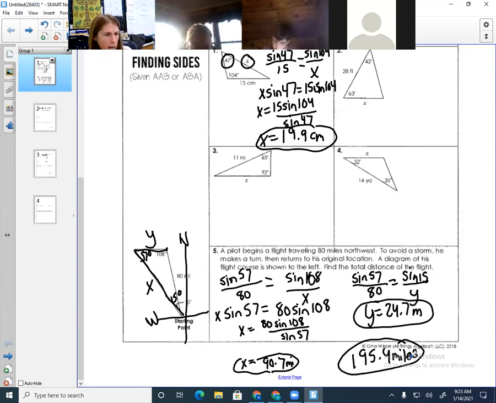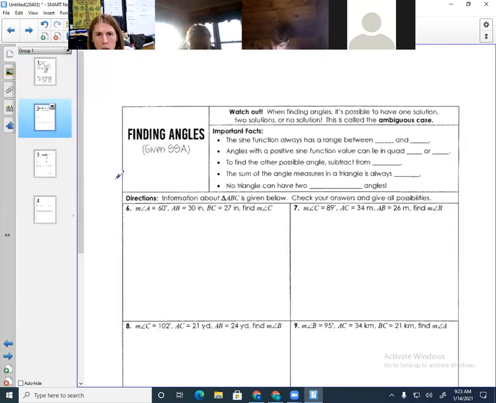All right, let's go ahead and switch to page 2. The biggest thing on page 2 is remembering these rules up here. You need to remember that sine functions always have a range between -1 and 1. Angles with positive sine function values can lie in quadrant... Which quadrant can sine be positive in? Remember we made those, it looks like this. We said A, S, T, C. 1 and 2, you're right. So we're going to go ahead and put 1 and 2 down.